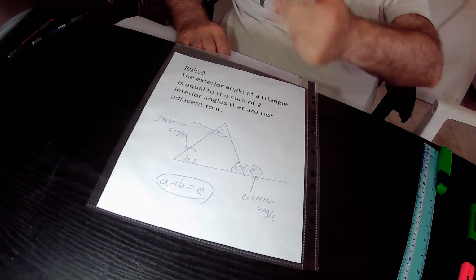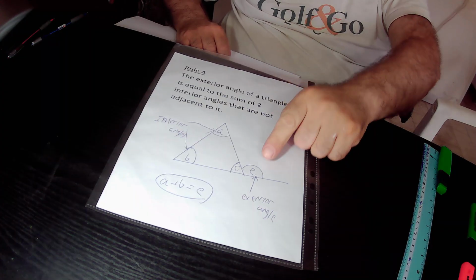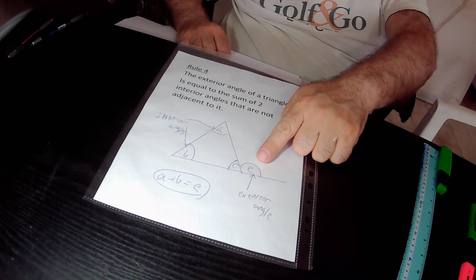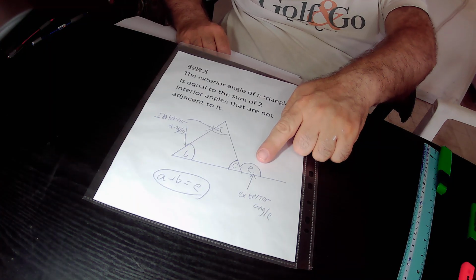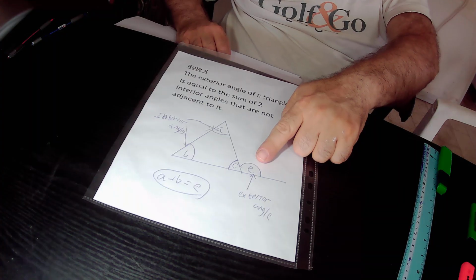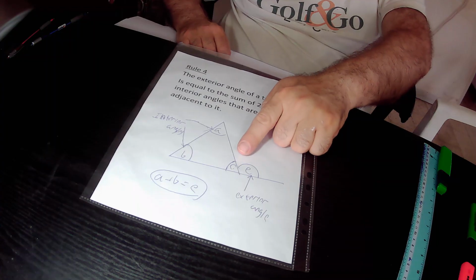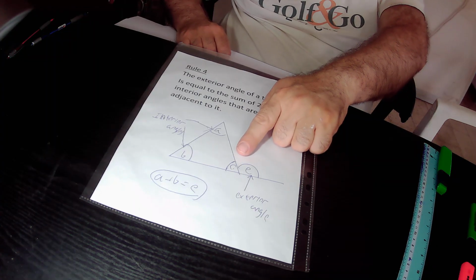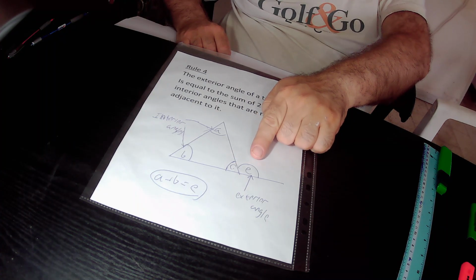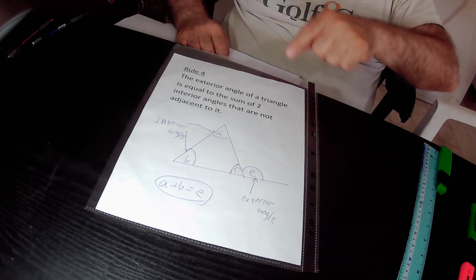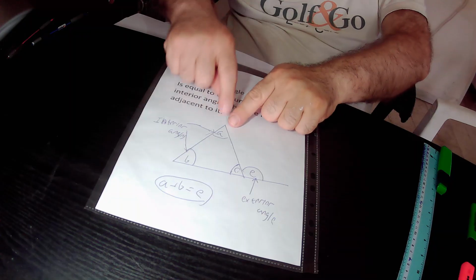According to this rule 4, the size of this exterior angle E will be equal to the sum of the two interior angles that are not adjacent to it. This is angle C, this interior angle that is definitely adjacent to angle E. The two other interior angles that are not adjacent to this angle E are A and B.